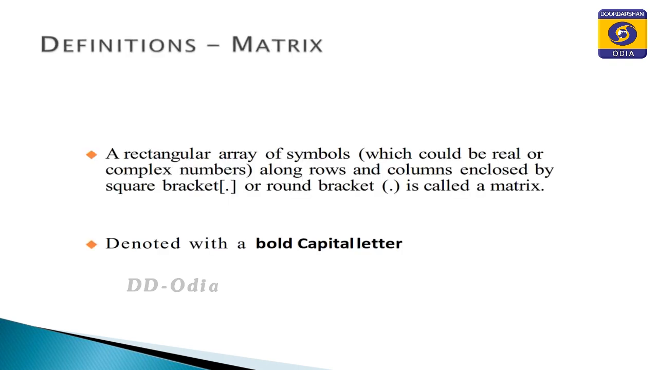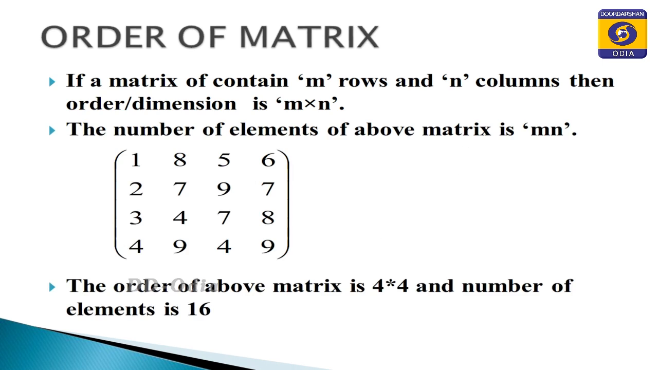Next, what is the definition of a matrix? The rectangular arrangement or array of data along with rows and columns, enclosed by square brackets or simple brackets, is known as a matrix. Generally, capital bold letters are taken as the name of the matrix. Next, what is the order of a matrix? If a matrix contains m rows and n columns, then its order or dimension is m cross n. The number of elements of the above matrix is mn.